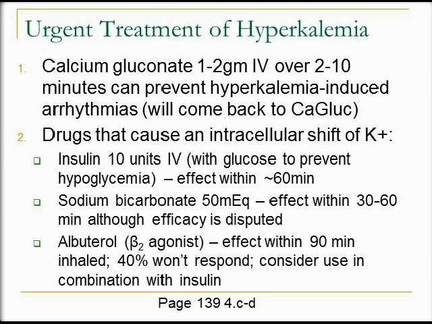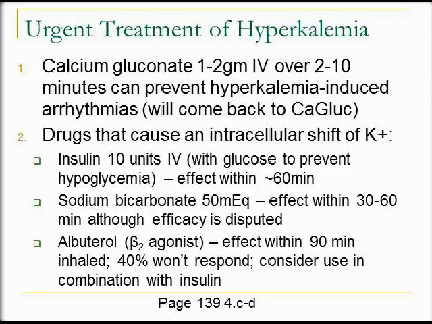The first thing you're going to do is give calcium gluconate, 1 to 2 grams over 2 to 10 minutes. This is not going to lower your potassium, but it can prevent hyperkalemia-induced arrhythmias. I'm going to come back to calcium gluconate in a little bit because I know that there's some shortage issues with it. There's also then, after calcium gluconate, drugs that can cause an intracellular shift of potassium. The first you're going to use is insulin, 10 units IV. You can give it with glucose to prevent hypoglycemia, but if the patient is already hyperglycemic, you don't have to give it with glucose. This effect is usually within 60 minutes.